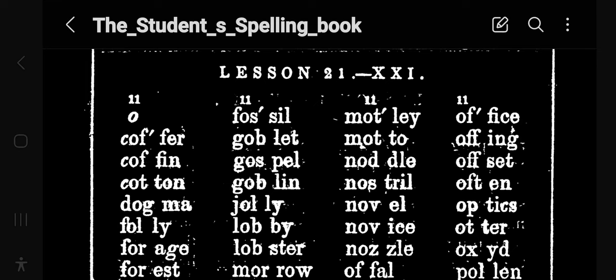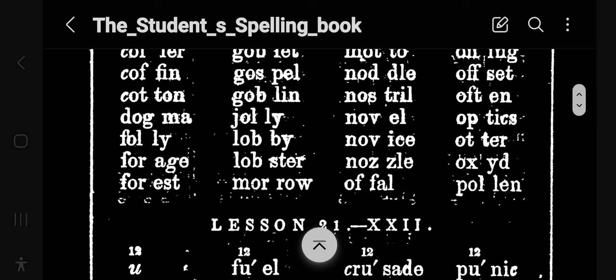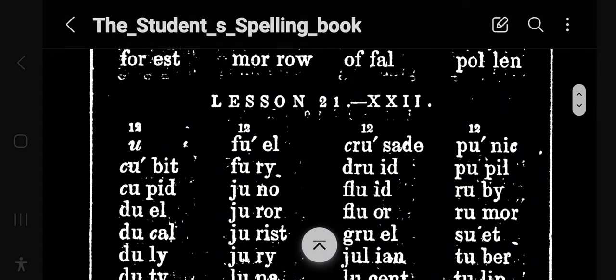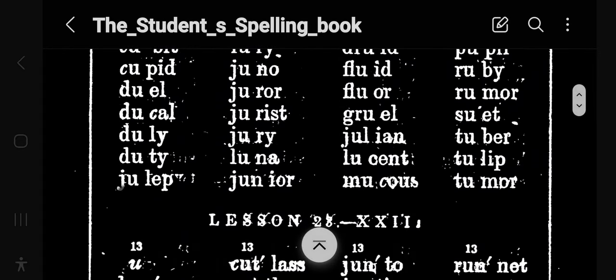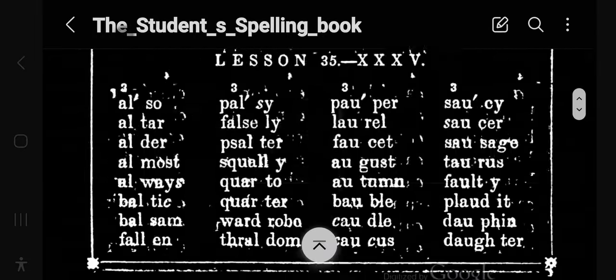Is this a different word? Noodle. Nostril. Motley. I totally don't know what I'm doing now. Novice. Yeah. This is often. Ox. Yet. Pollen. Yeah. I don't know what they're doing.